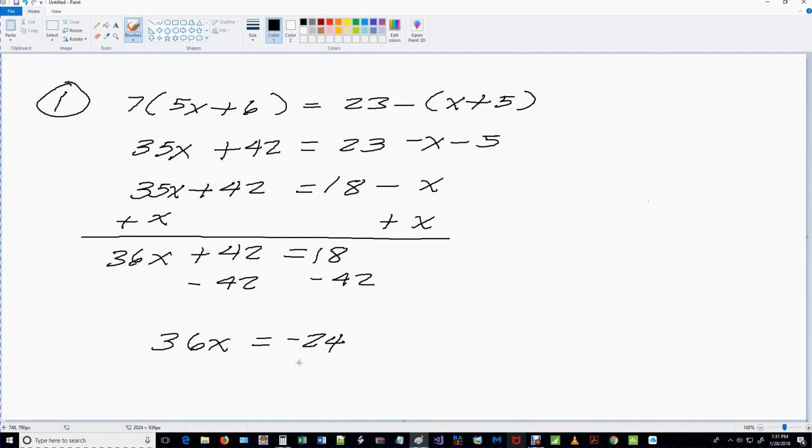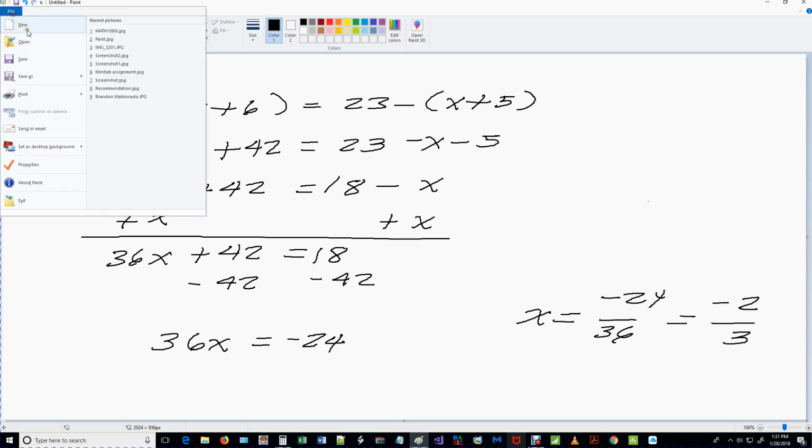We divide by 36 on both sides, you get minus 24 divided by 36. Now to simplify, we divide by 12. Both of them are divisible by 12, so 24 by 12 is 2 with a negative sign, and then 36 divided by 12 is 3. So the answer is x equals minus 2 over 3, and that's the answer, right?